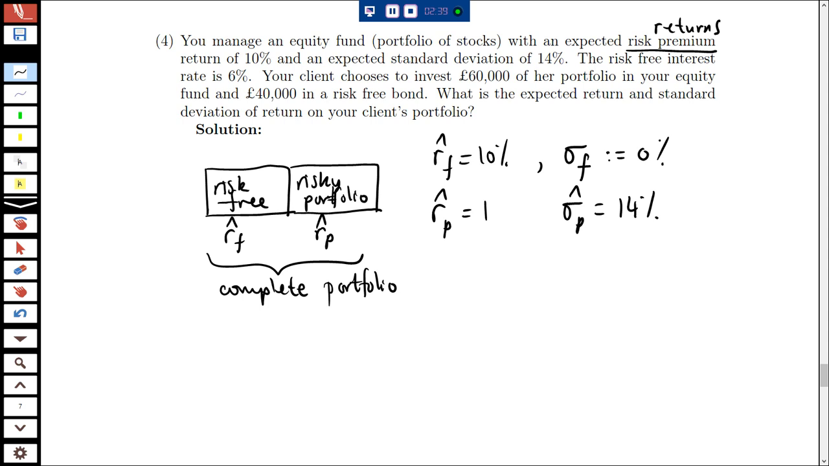Is it 10? 10%. Oh, I've got this number wrong. The risk-free is 6%. Okay, maybe I should highlight those. So risk-free is 6%, and the risk associated with the portfolio gives 10% return, 14% risk. Okay, better. So we need to calculate the expected return and standard deviation for the complete portfolio.